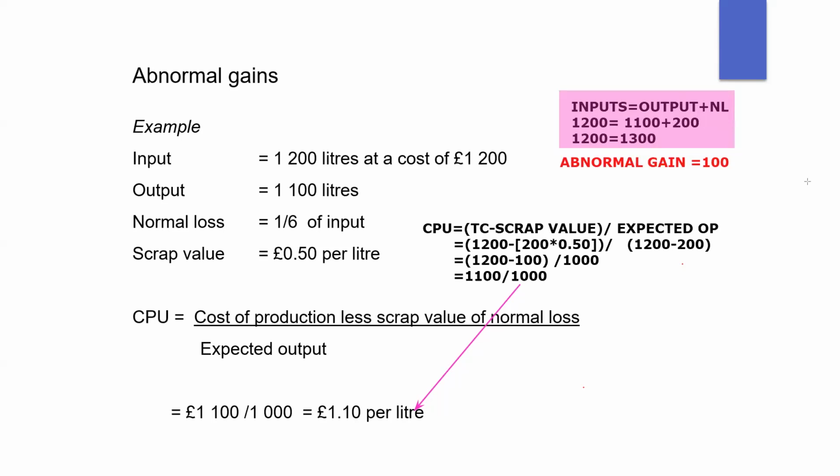That's how we are going to identify the abnormal gain. So even though we have input 1200 liters as output and normal loss, we have generated 1300 liters. So there is an abnormal gain or benefit out of this production, which is 100 liters.